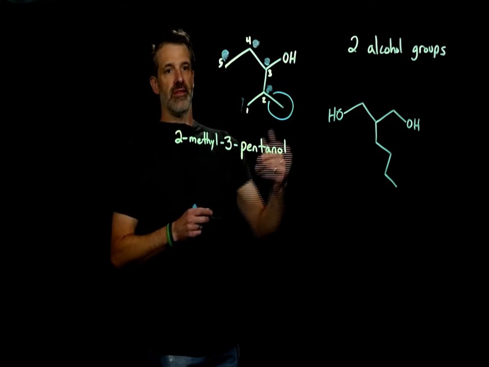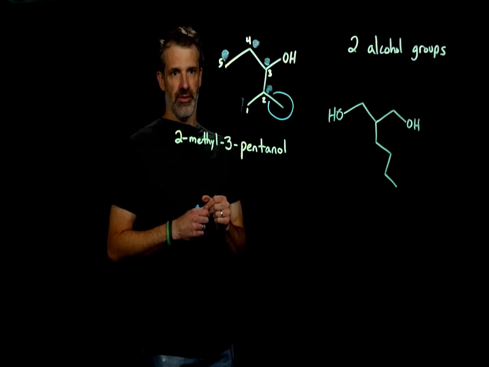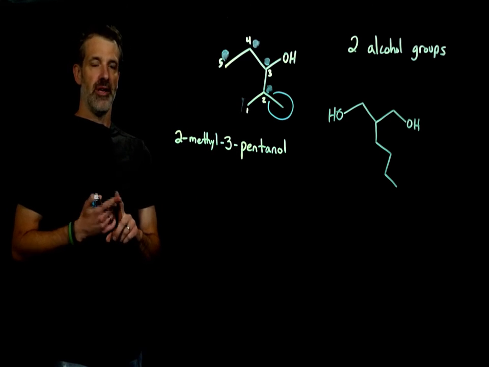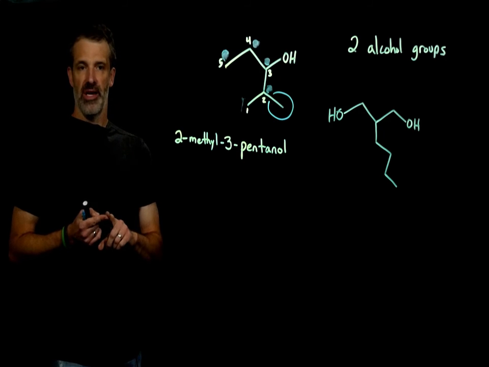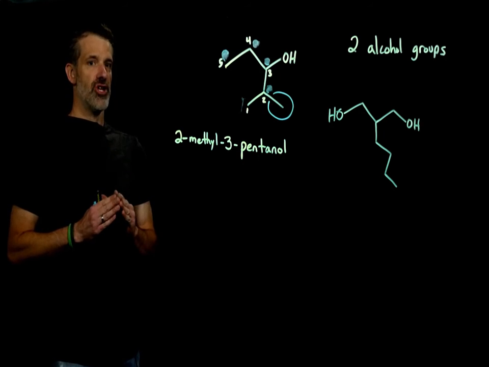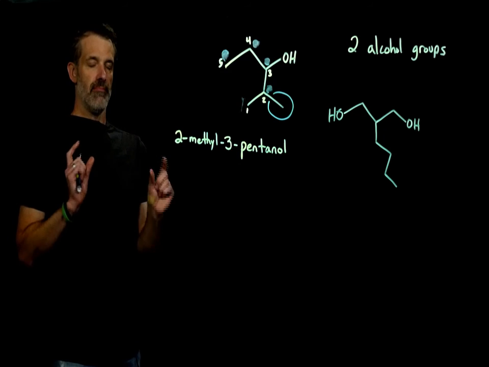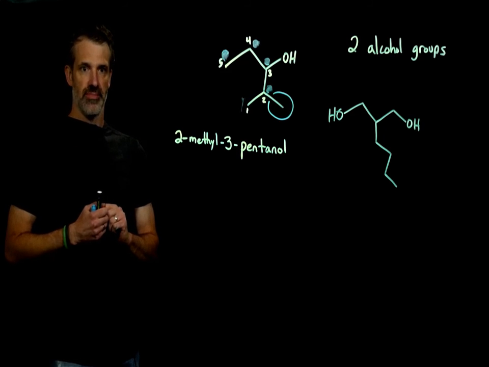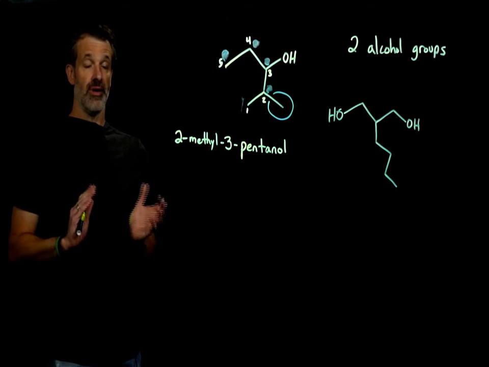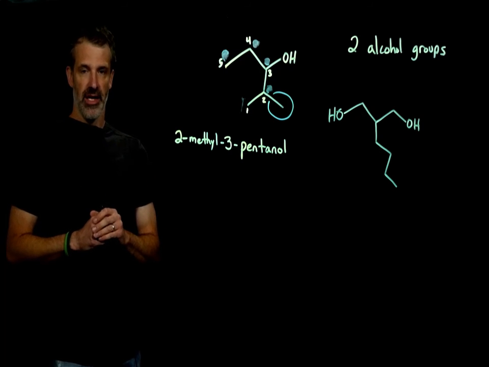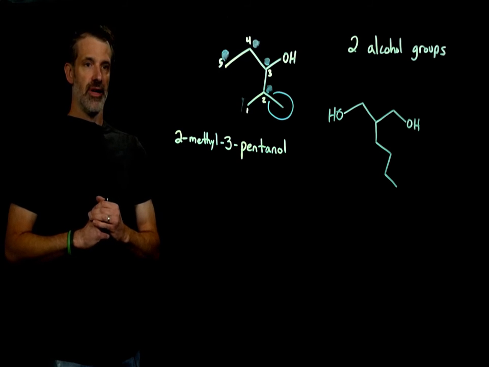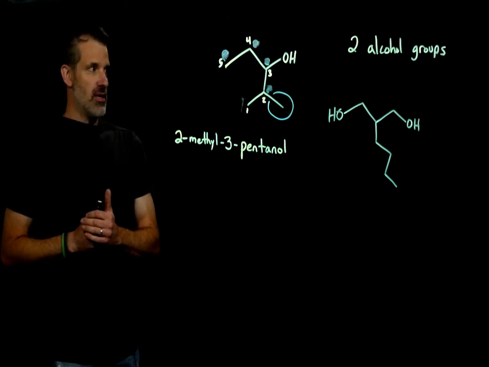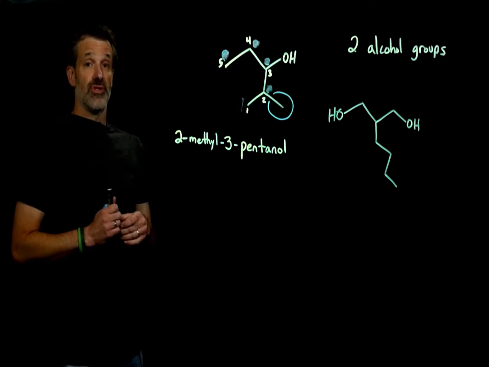What do we do in the case of where we have 2 alcohol groups? Just like in naming alkenes, you want to make sure that your parent chain contains both of those highest priority functional groups. So earlier we included both double bonds as part of the parent chain in a diene. Now we're going to go ahead and make the longest continuous carbon chain here for these 2 alcohol groups.